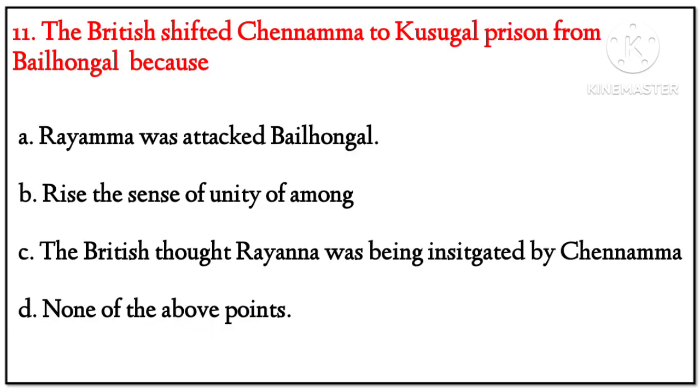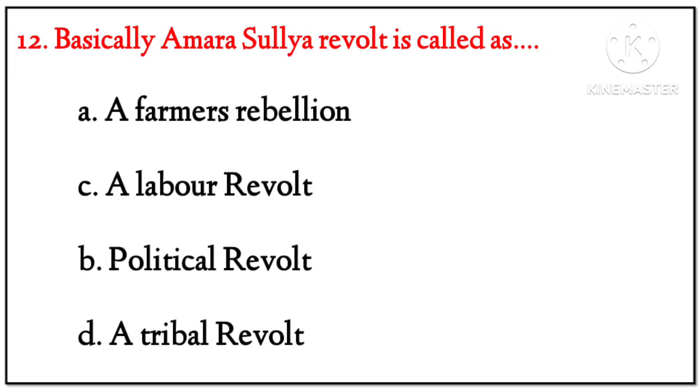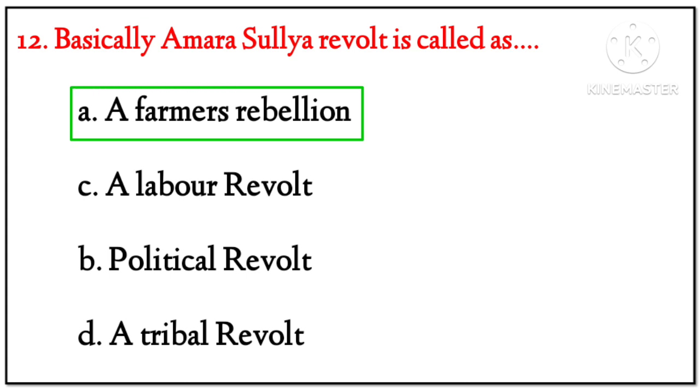10th one, Channamma's adopted son was, options are Shivalinga Rudra Sarja, Venkata Desai, Tangoli Rayanna, Shivalingappa. Our right option is here the final one, D, Shivalingappa. 11th one, the British shifted Channamma to Kusugal prison from Bailhongal because, options are Rayanna attacked Bailhongal, the rise of sense of unity among the British, the British thought Rayanna was being instigated by Channamma, none of the above points. Our right option is here the third one, the British thought Rayanna was being instigated by Channamma.